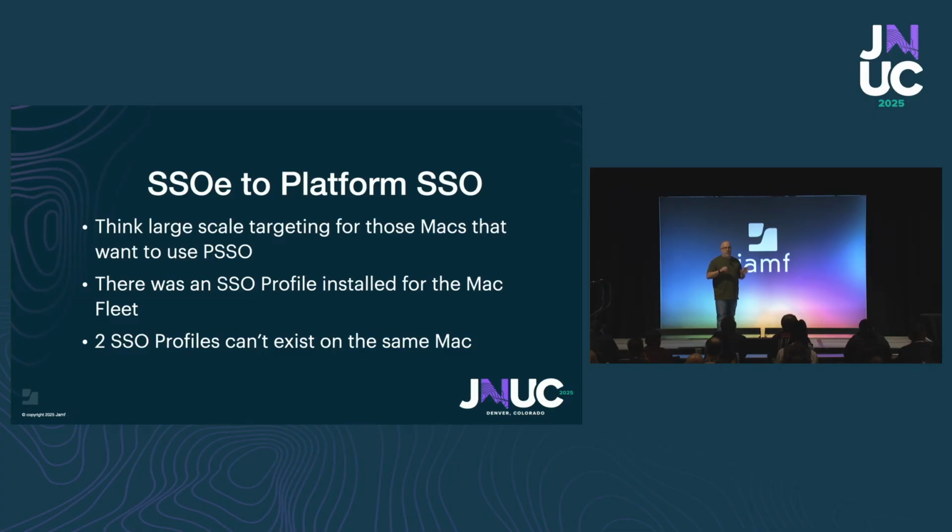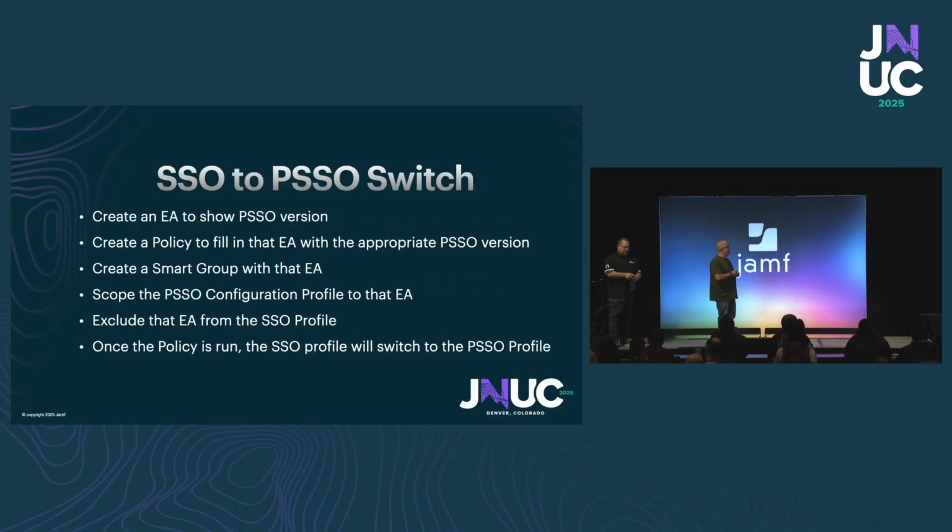We had to figure out which Macs used what version of Platform SSO, and quickly discovered two SSO files can't exist on the same Mac. So we had to create a switch, and this is kind of a fun little switcheroo that we did. What we came up with was creating an extension attribute to show the Platform SSO version of what we wanted, whether it was a single user just for our normal everyday folks, or if it was going to be in production for multiple users. Then we created a policy to fill in that extension attribute with the appropriate PSSO platform.